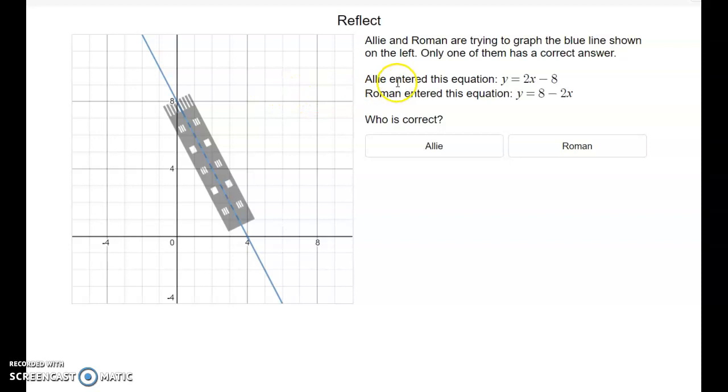Oh, snap. All right, so Allie and Rowan were trying to graph the blue line shown below on the left. Only one of them is right. So let's see. Allie entered the equation 2x minus 8. Rowan entered the equation y = 8 minus 2x.